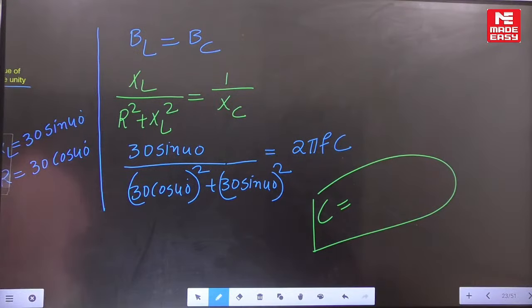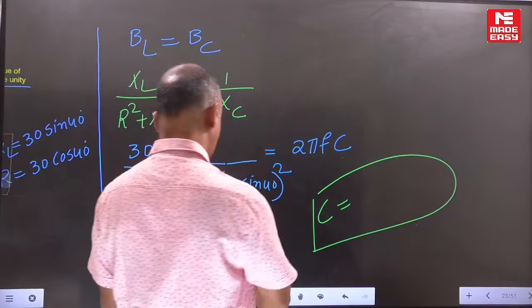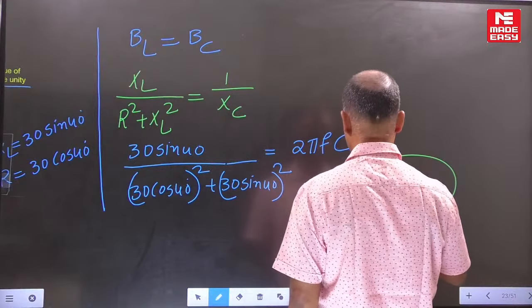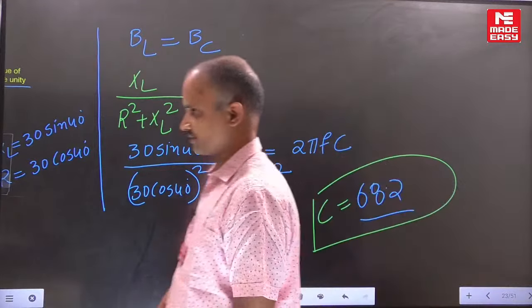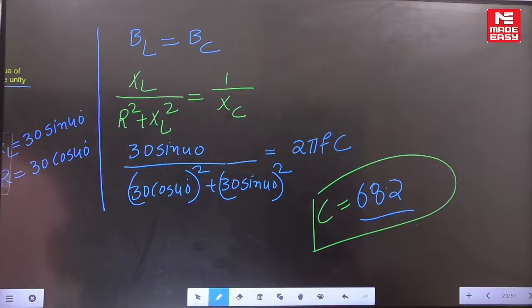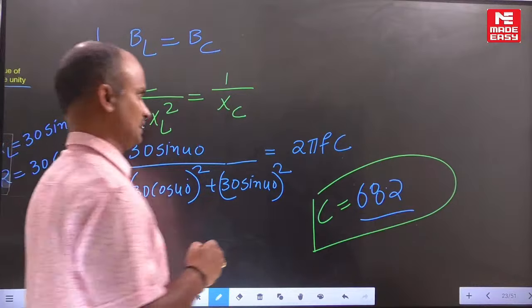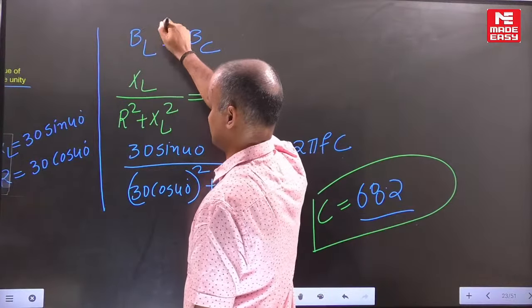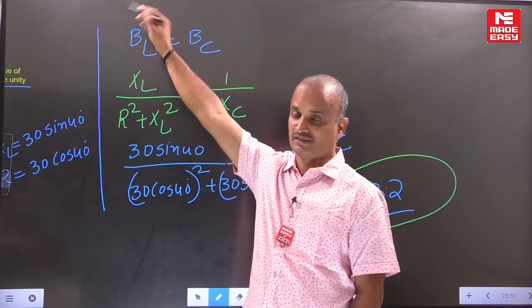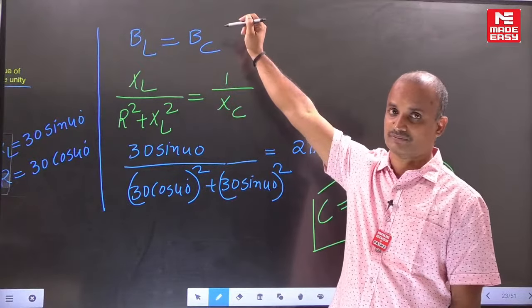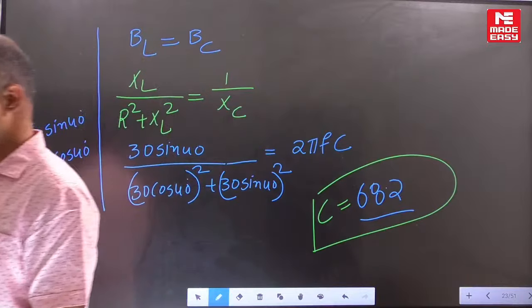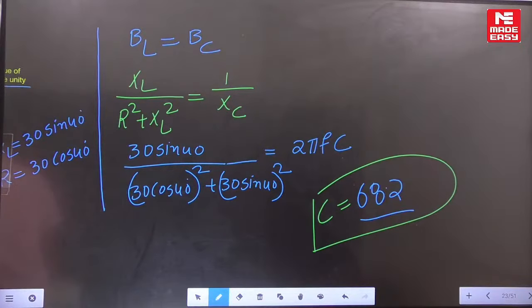What is the answer? 68.2 microfarad. Milli or micro? Check it out. Somebody is saying 68.2. Is it microfarad or millifarad? Somebody is asking what is the meaning of BL and BC? You must have studied this in parallel circuits. BL is the inductive susceptance. BC is the capacitive susceptance. Microfarad.